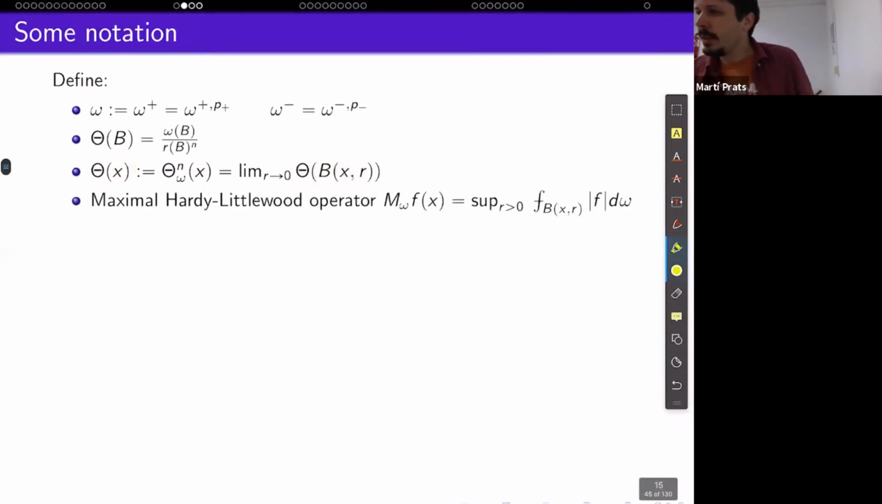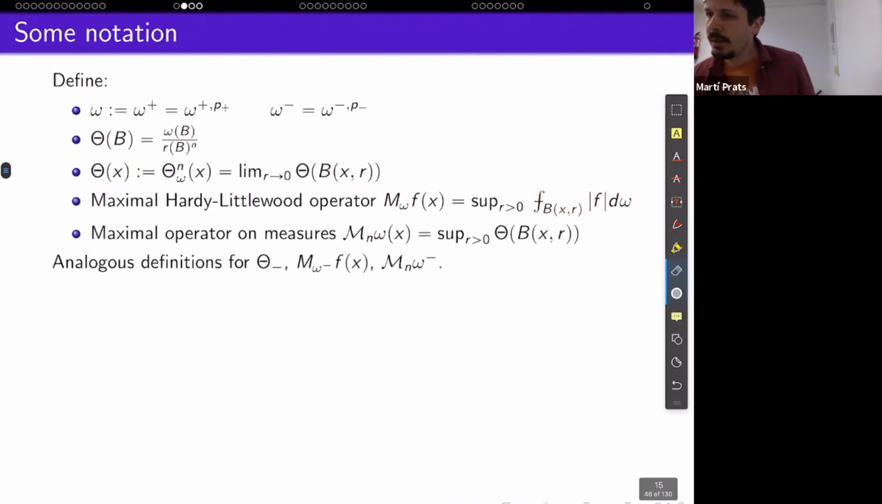Now, the maximal operator would be this. I guess everyone knows it here. It's a supremum of the mean of the absolute value of the function with respect to the measure. Now, the maximal operator of measures, we will define this maximal operator related here. It is a supremum, okay? So for a point, you have the density, it's one thing, and the maximal, which is another thing. One is the limit, the other is the supremum. Okay, let's move on. There are analogous definitions if you put a minus everywhere, I guess you have enough imagination to know how to do it.